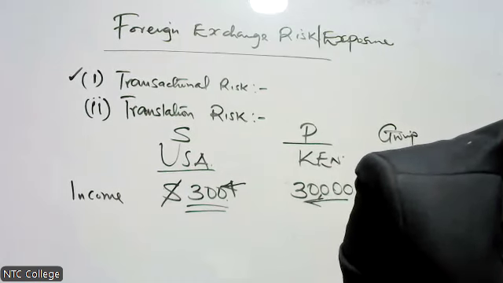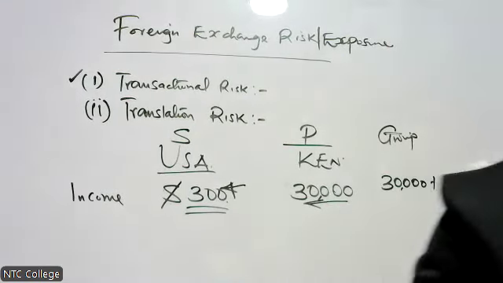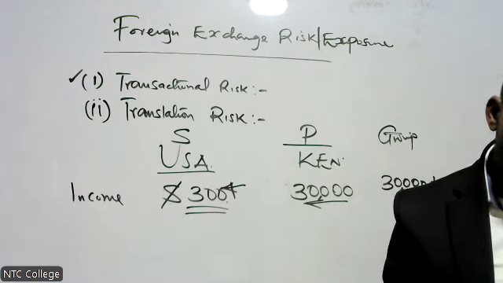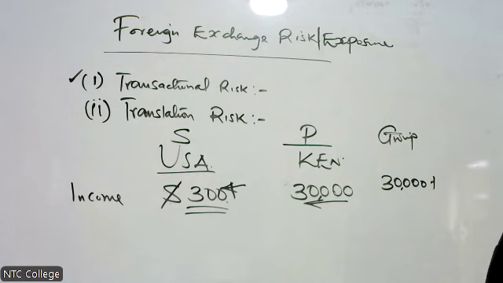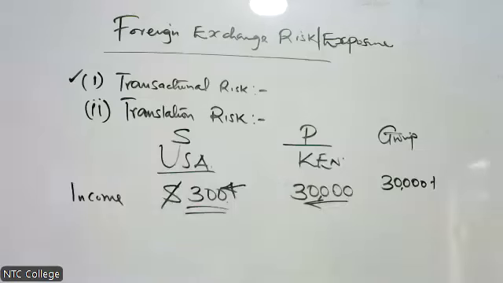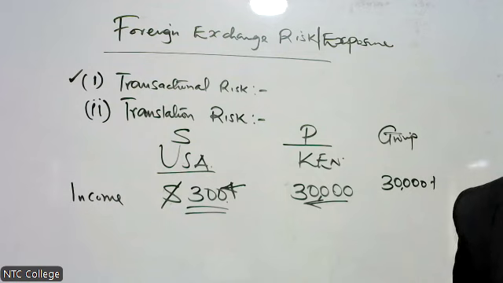It comes as a result of long-term movement in the exchange rate, sorry, that adversely affects the net worth of a foreign entity. Long-term movement in the exchange rate that adversely affects the net worth of a foreign entity.